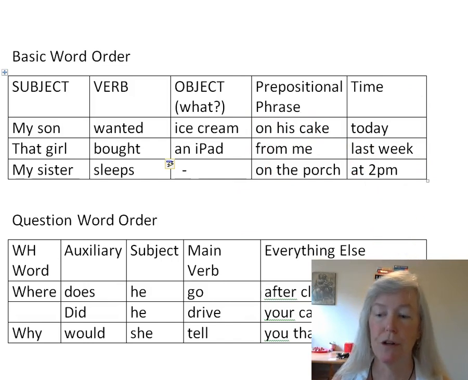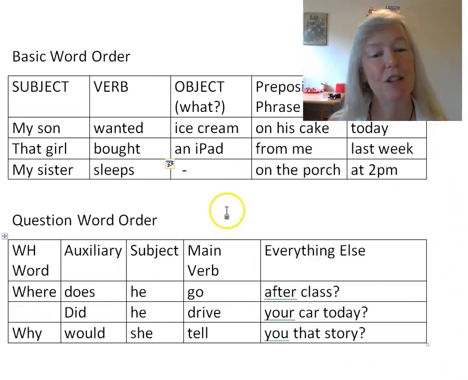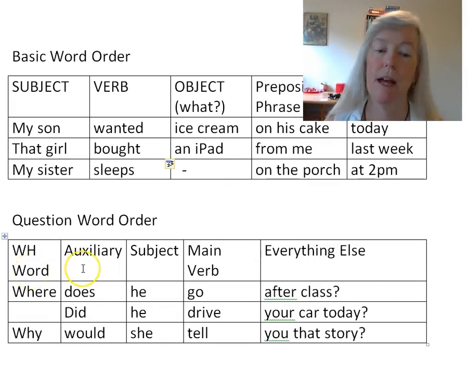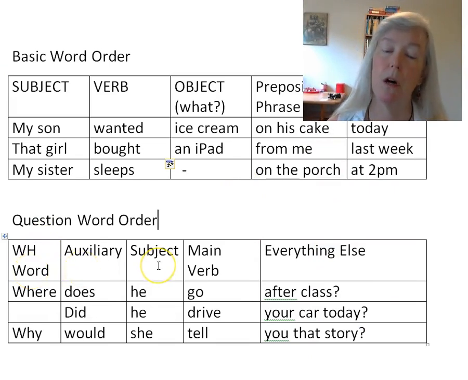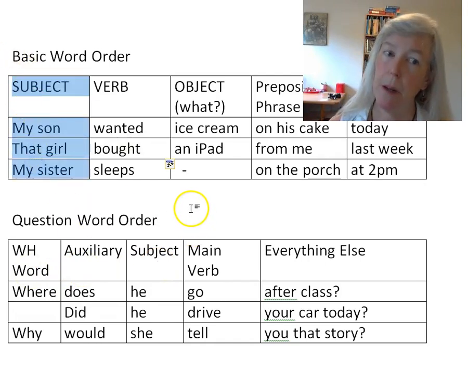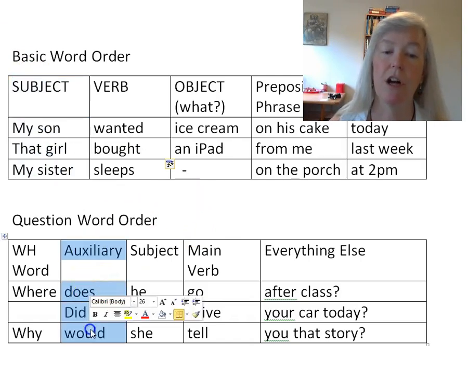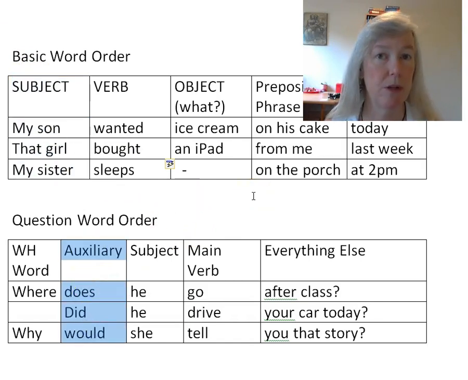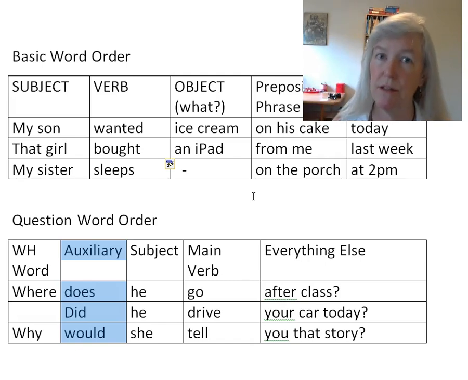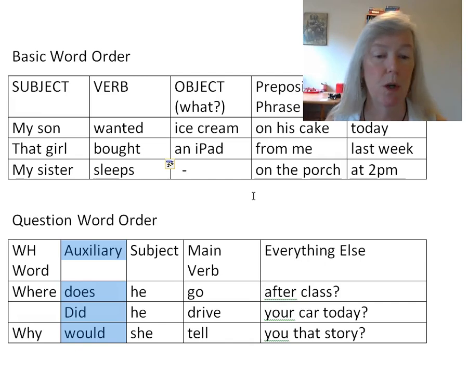Now, question word order is different. In question word order, you have a WH word and then an auxiliary before your subject. In basic word order, you started with your subject, but in question word order, you have an auxiliary verb before your subject. This is an auxiliary verb, be, do, have, or one of the modals. Goes before the subject. So a WH word like where, when, why, how.